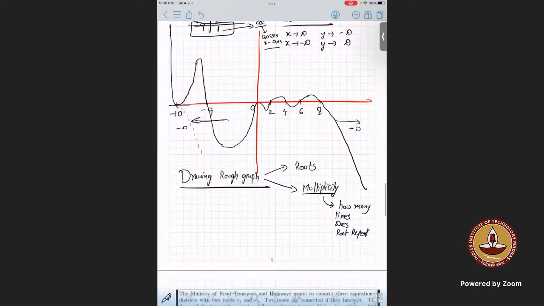If multiplicity is even, what does it mean? The curve doesn't cross the x-axis. If it is odd, the curve crosses the x-axis. Clear? Hello?